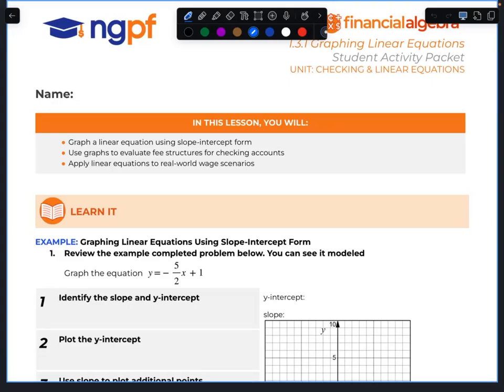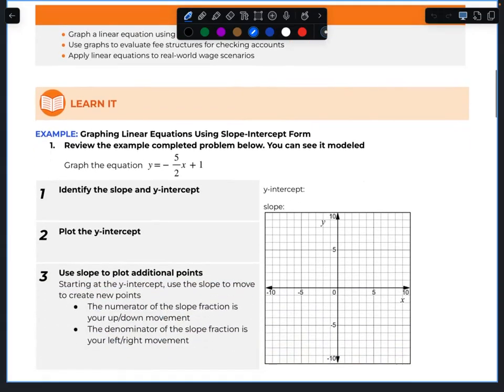All right, so today we're talking about graphing linear equations. Again, something that you should be familiar with. We're practicing these, and then we're going to use real-world context problems that apply to banking. So we have this graph, y equals negative 5 over 2x plus 1. And we want to graph it.